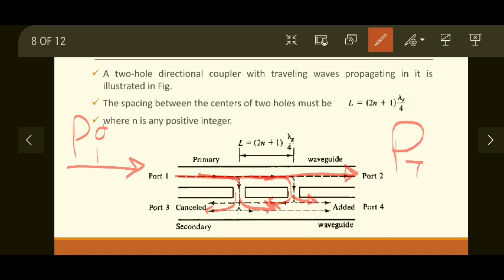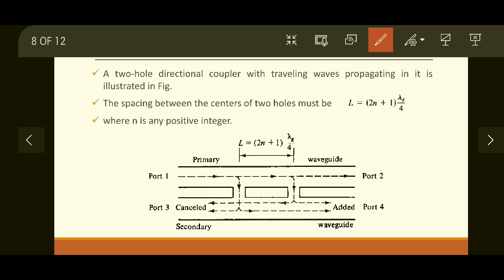The forward directed waves will get added at port 4 because they will be in phase, but the backward directed waves will get cancelled at port 3 because they will be phase shifted. Because of perfect matching, they will get cancelled at port 3. The spacing between the centers of the two holes is given by (2n+1) times lambda g by 4, that is, in terms of odd integer multiples of lambda g by 4. N is a positive integer.